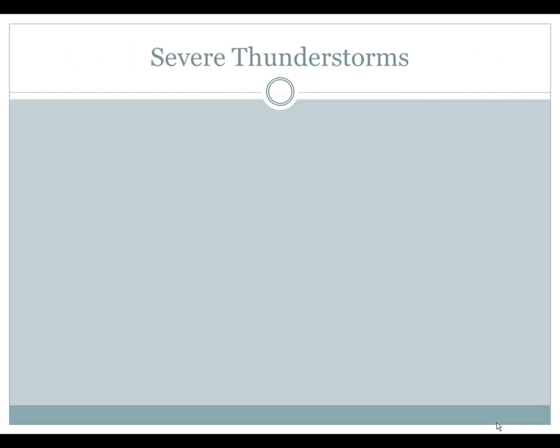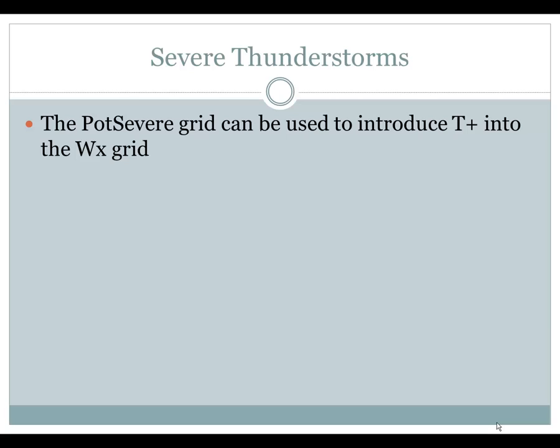So severe thunderstorms. The probability of severe grid, kind of a review here from the non-precipitation types module. The probability of severe grid can be used to introduce severe thunderstorms into the weather grid. Note that the values need to be greater than or equal to 30%. Kind of the idea of an enhanced risk of severe weather, not just a slight, but at least an enhanced.